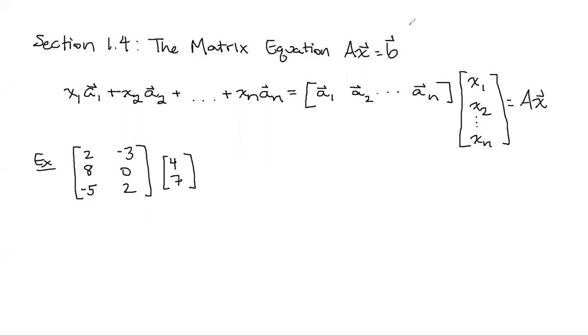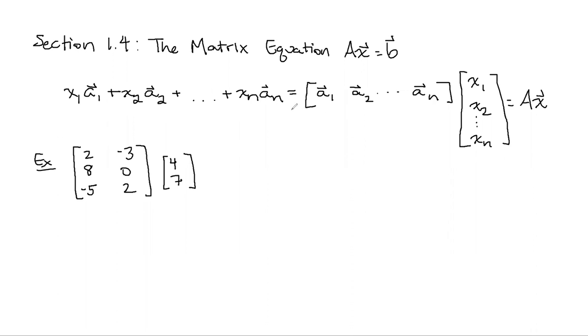Today we're going to be talking about section 1.4, which is about matrix equations. In the last video, we talked about vector equations, which look like x1 times a vector plus x2 times another vector, and so on. But if we look at these variables, x1, x2 through xn, and think of them as a vector, we can actually write this in an even more concise manner.